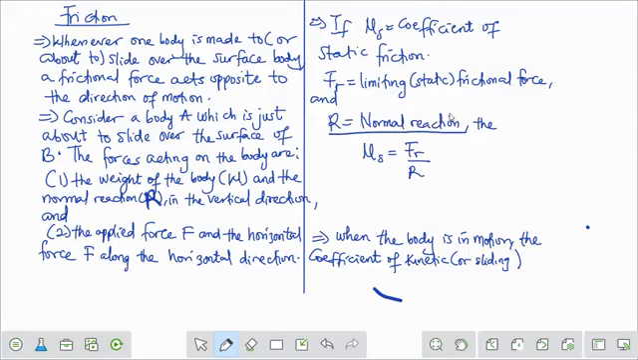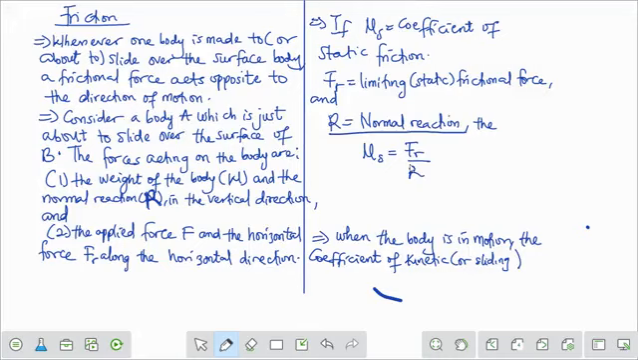So this is our horizontal force, Fr. So our mu s is the frictional force over the normal reaction. So that's just it. We are through with that.